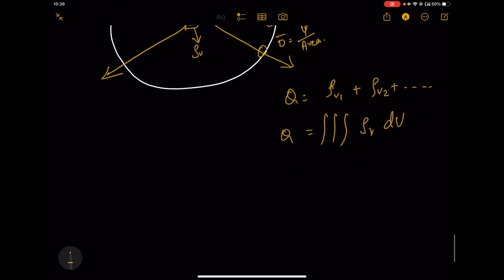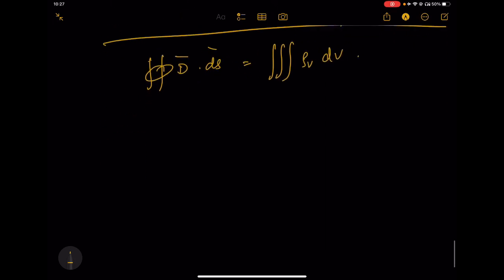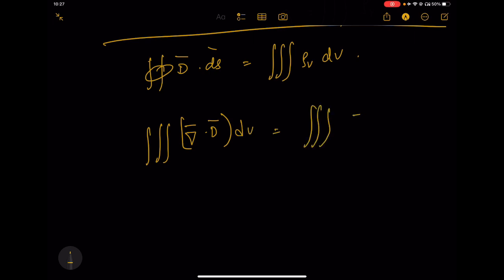Now what have we got? We have got a left hand side like this, the integral of D dot ds, and the right hand side like this. If I borrow the divergence theorem, then the left hand side will become the integral of del dot D dv, and the right hand side will become the integral of rho v dv. So del dot D is rho v.